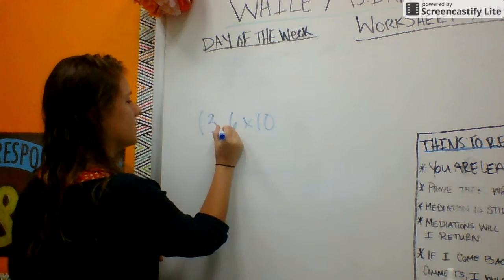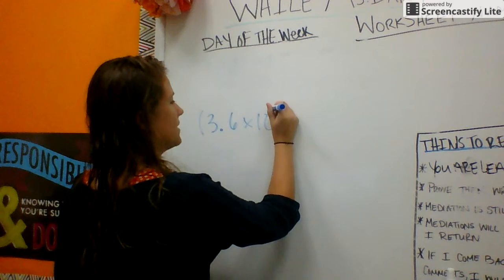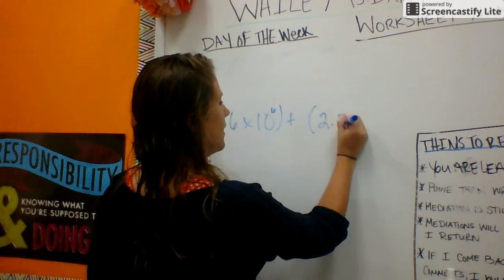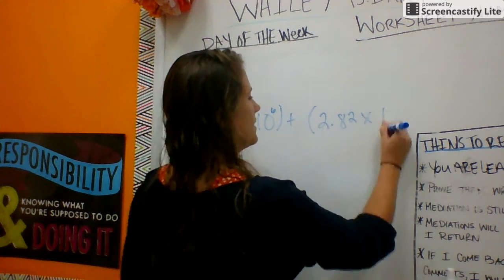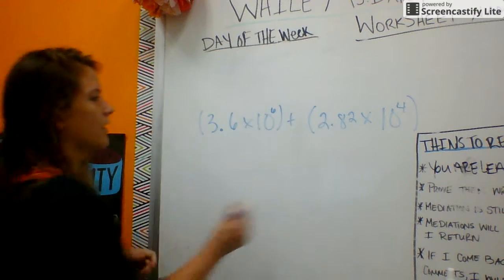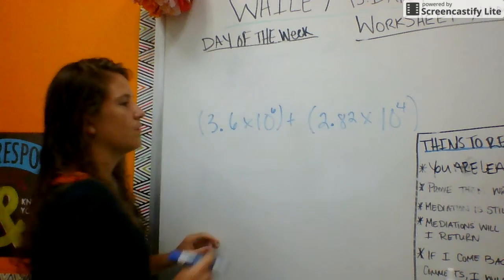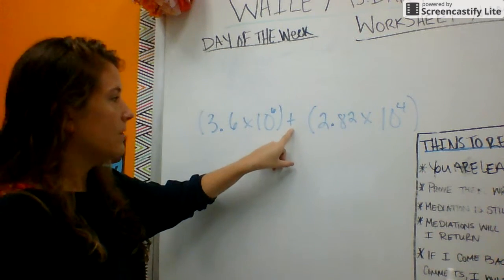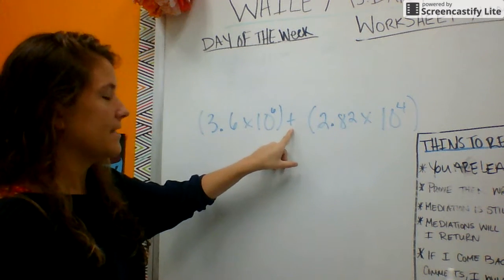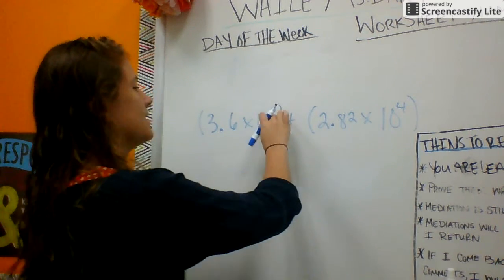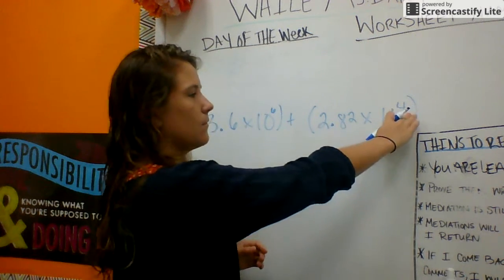I have 3 and 6/10 times 10 to the 6th power plus 2 and 8200ths times 10 to the 4th power. First thing I want to do when I'm looking at something like this is see what operation I am doing. I am adding. Okay, I know when I'm adding that I need to look and see if the exponent is the same. Is the exponent the same? No, this one is 6 and this one is 4.